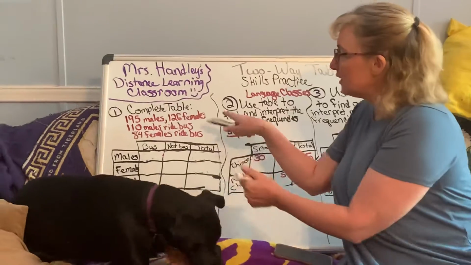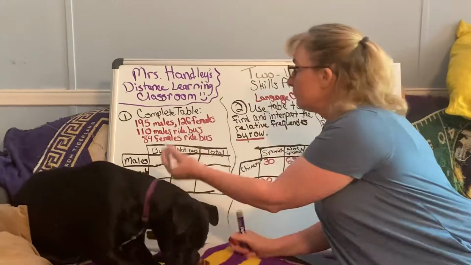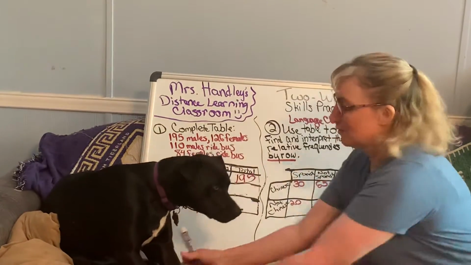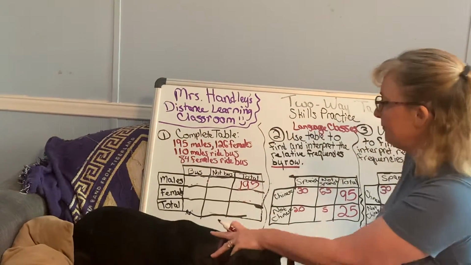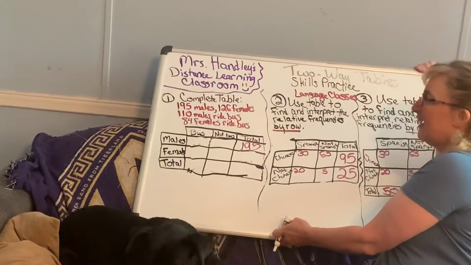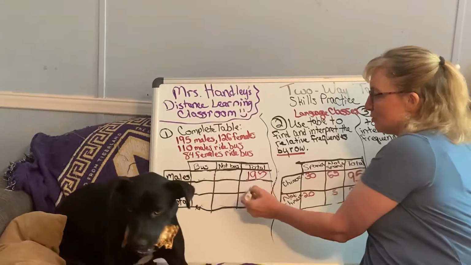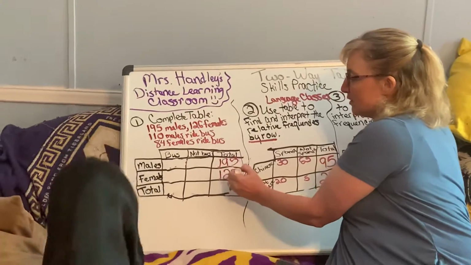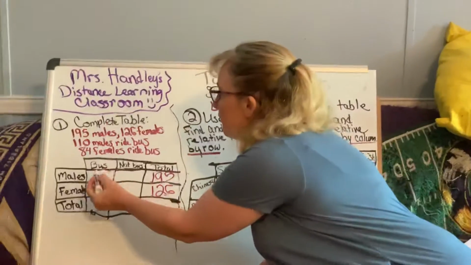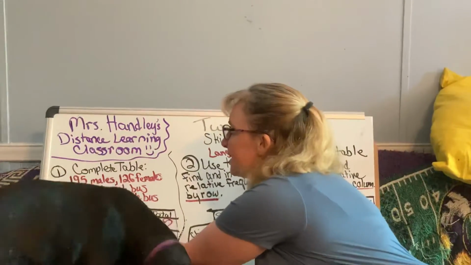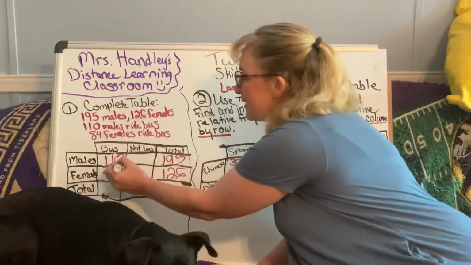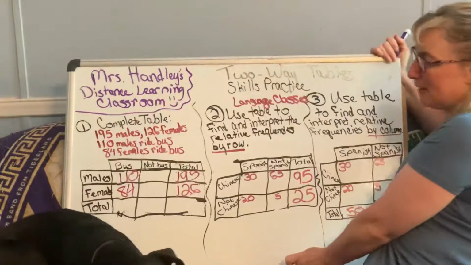So we're just going to fill in the chart with the data. So I have a total of 195 males. So that goes into the total column. And I have 126 females, so that goes into the total column. And then I have 110 males that ride the bus, and 84 females that ride the bus. Okay, so this is what we have so far.